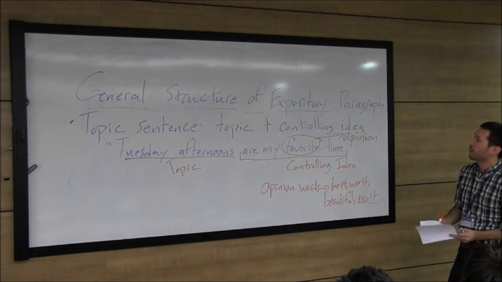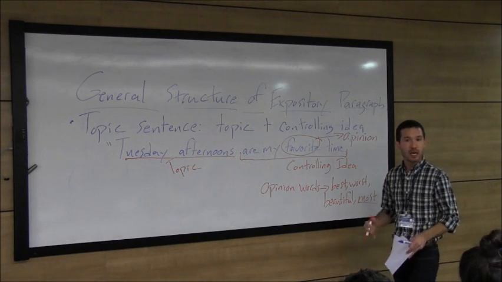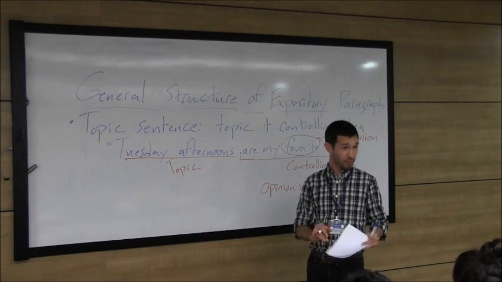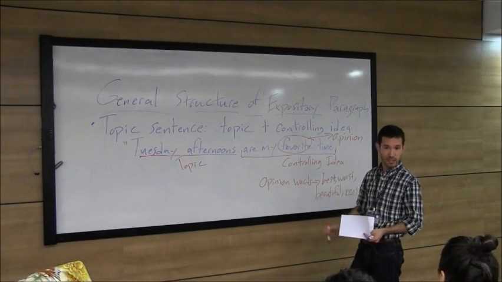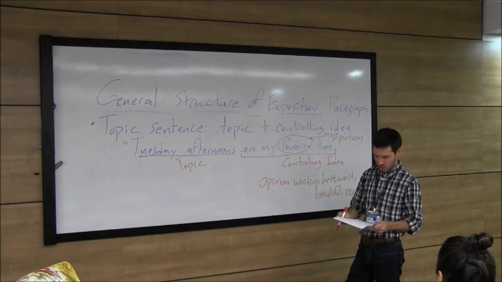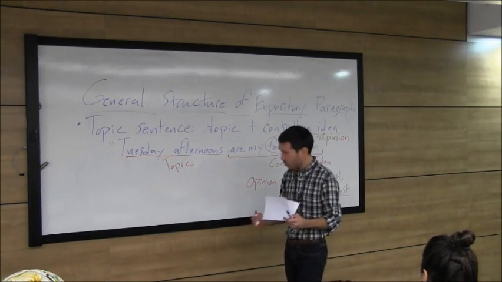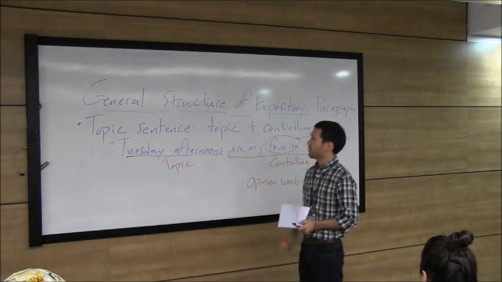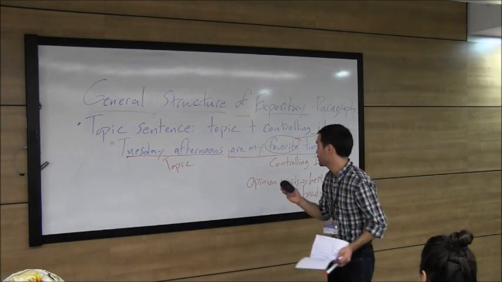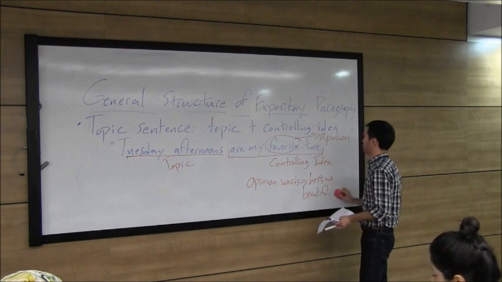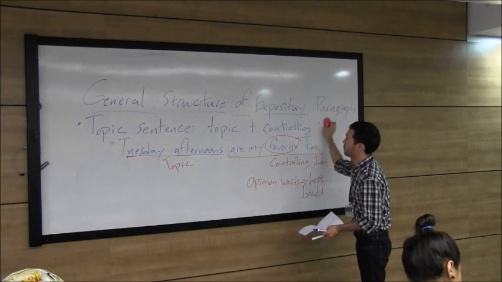And when you have an opinion controlling idea, this is what you are proving to your reader. You are convincing them that your opinion is correct. Okay? So, if we do not have an opinion controlling idea, what can we have?